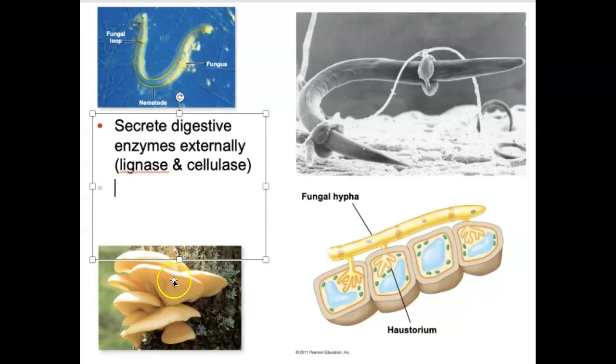So this fungus right here is called a shelf fungus or bract fungus. Grows on the side of a tree. They are secreting digestive enzymes that slowly eat away the bark of the tree. So it can actually, over time, kill the tree and become problematic if it's too big. It can weaken the tree.